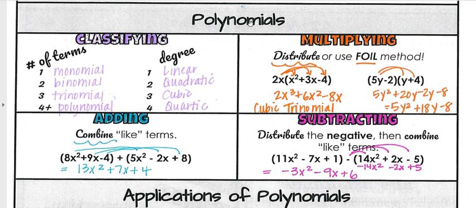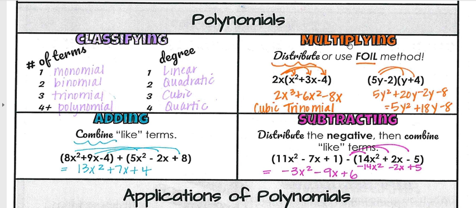So polynomials, really quick. When we classify polynomials, if they only have one term, they're called a monomial. If there are two terms, they're a binomial. 3 terms, a trinomial. And if you have anything more than 3 terms, we just call it a polynomial. Poly means many. Degree of 1 would be linear. That's something like 2x plus 4. A quadratic would be like an x squared term. Cubic would be x to the 3rd, and quartic would be x to the 4th.